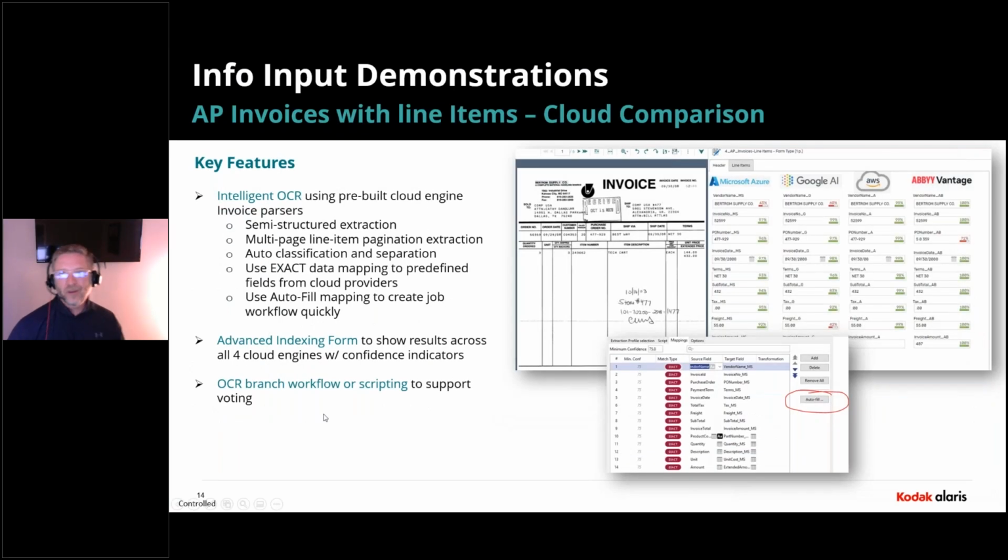We're going to be doing a similar type process, but we're not going to be integrating with the ERP here. We're going to be doing an AP invoice with line item extraction across 4 engines. And these are all embedded in our application. One of the neat things here is not only semi-structured extraction, but the multi-page line item pagination. So if you do have a 5-page invoice and those line items roll to each page, the system is going to be smart enough to know to paginate to each page and extract the tabular data.